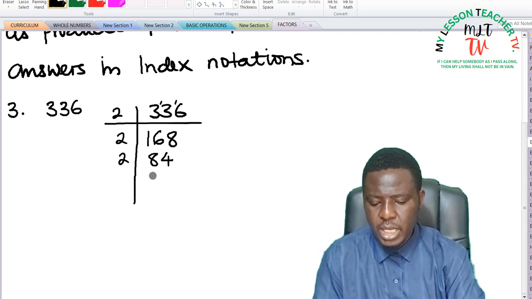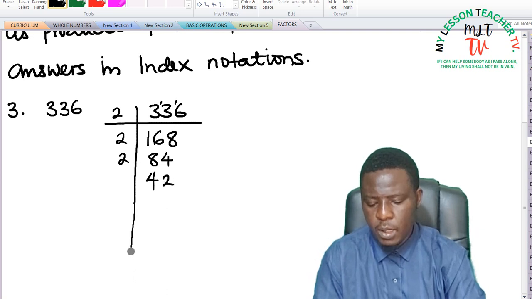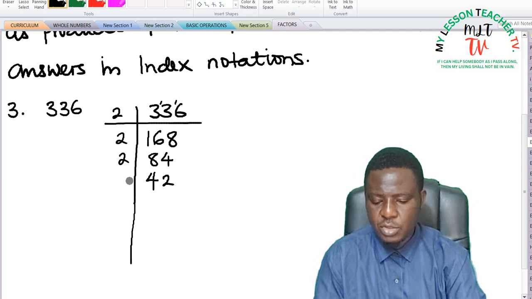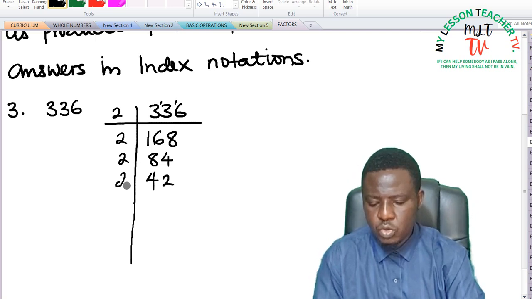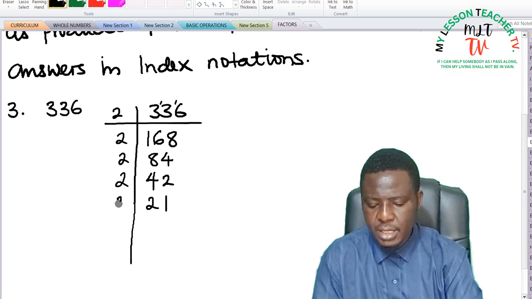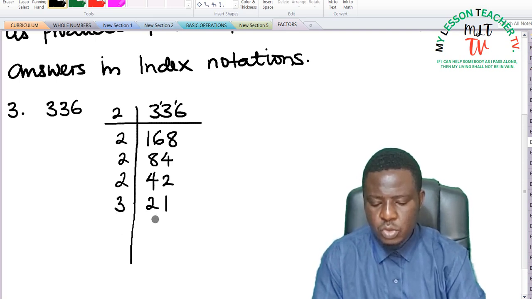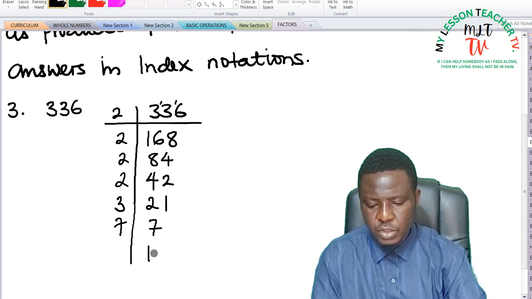So 2 into 8 is 4. 2 into 4 is 2. 42 is not a prime number. I'll keep dividing until I get to a prime number. 2 into 42 is 21. 21 is not a prime number and it's not divisible by 2. So I'm going to divide by 3. 3 into 21 is 7. And 7 is a prime number. So 7 into itself is 1.